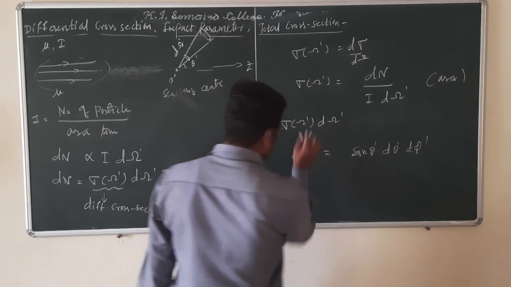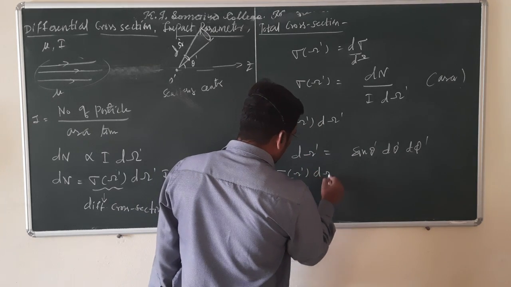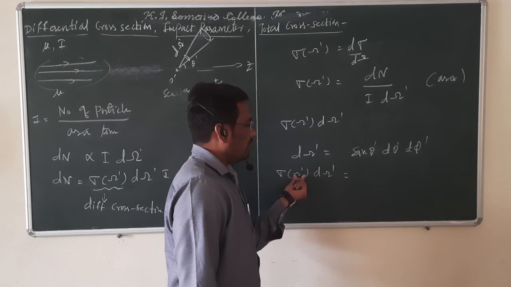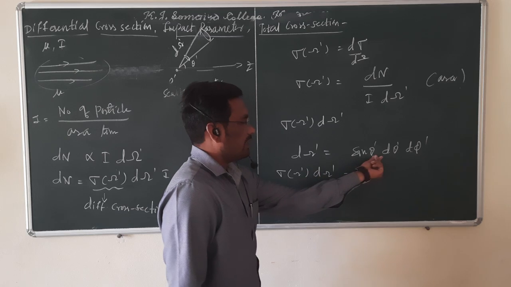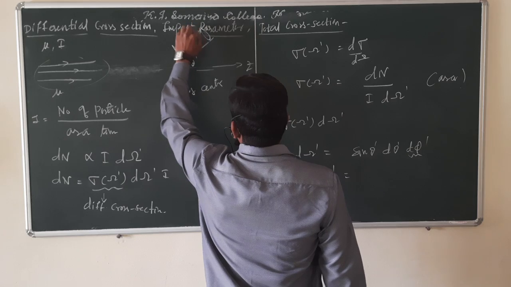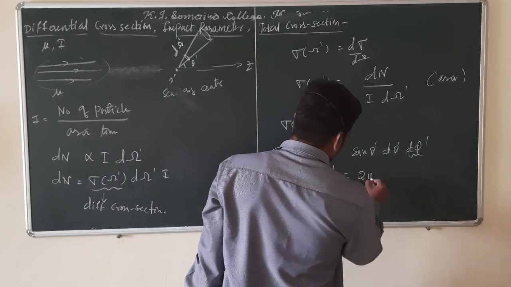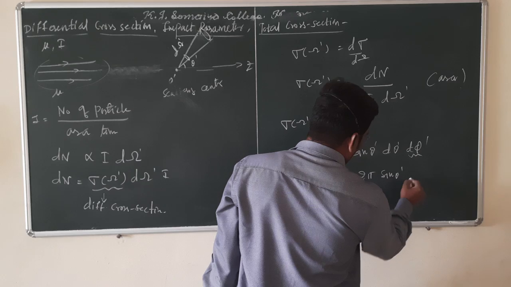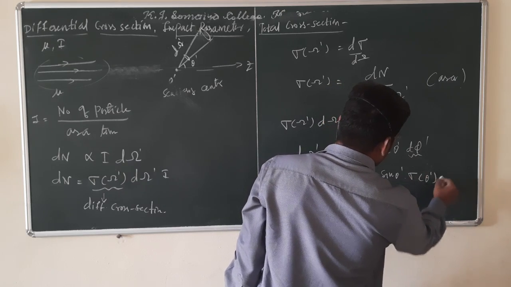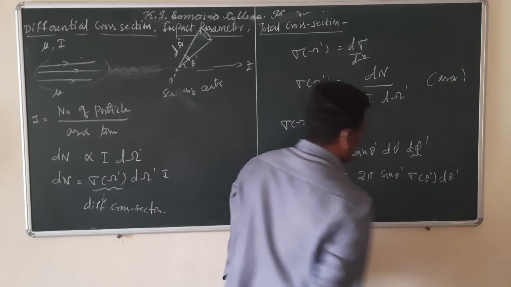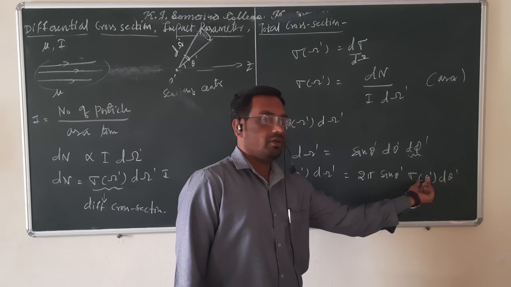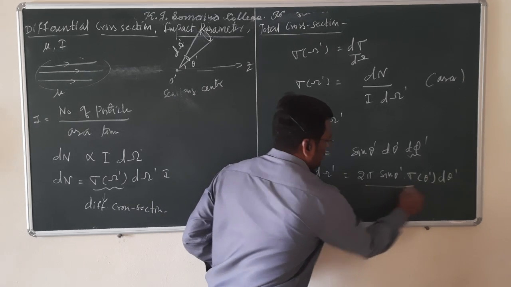So if you take this sigma omega dash d omega dash, this is equal to, here sigma is a function of omega dash, which we replace by theta and phi. So instead of d phi dash, if you take d phi as the total angle, that is 2 pi, sine theta dash d theta dash into sigma, which is now a function of theta dash. So you can write this term as this.